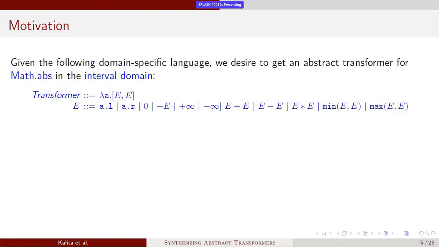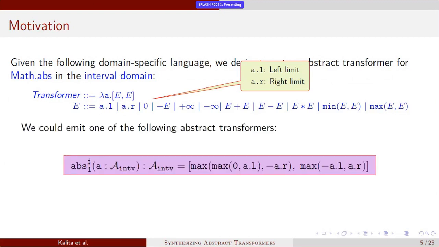Now let's take a simple example. We all know the absolute function and we all know the interval domain. Given a simple, trivial language, we'll try to get the abstract transformer for absolute in the interval domain. Here, the limits are those of the input range. Now we can come up with the transformer shown here.